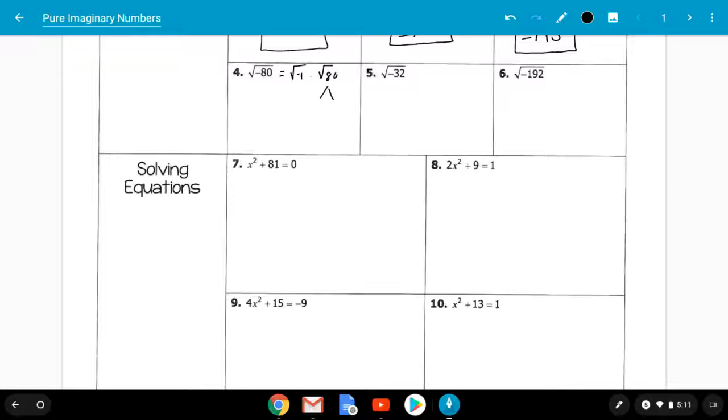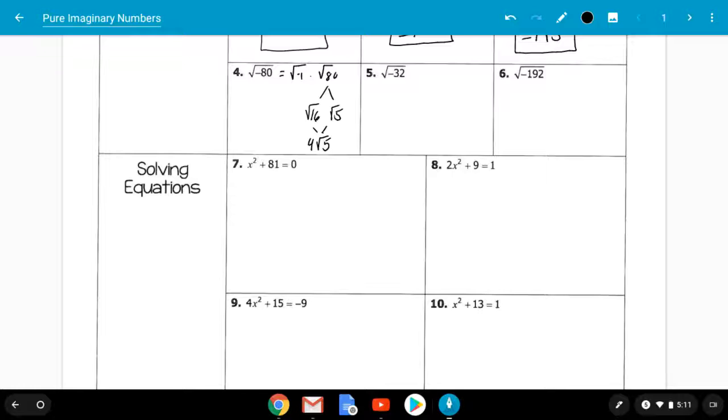No, 64 doesn't go into 80. Try 49. No, that doesn't work. 36 doesn't work. 25 doesn't work. 16, pretty sure does not work either. Sorry, 16. Oh, it does work. Well, mental math, not my cup of tea today. So it would be the square root of 16 and the square root of 5. So then the square root of 16 would be 4, and I've got the square root of 5.